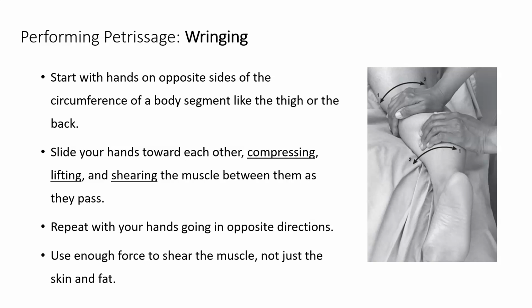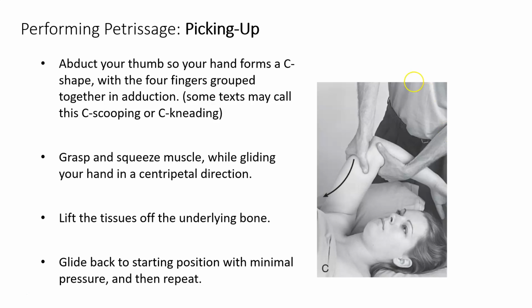So there should be a bit of a deeper or firmer grasp on the tissue when you're performing it. You continue to repeat with your hands going in opposite directions, wringing back and forth. And as it says here at the bottom, you need to use enough force to shear the muscle, just not the skin and the fat.